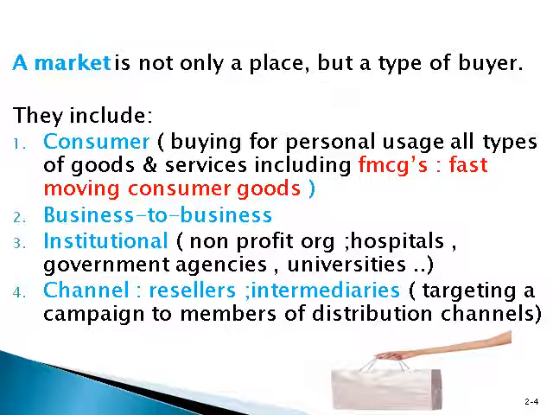A market is not only a place, it's a type of buyer. A market can include consumer market, business to business market, institutional market, channel market, resellers, and so on. The consumer market, buying for personal usage all types of goods and services, including fast moving consumer goods, or as an abbreviation, FMCGs.